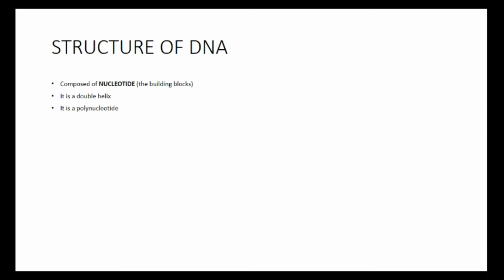The structure of DNA. DNA is composed of nucleotides, which are the smaller building blocks of any nucleic acid. But today I'm going to talk about the nucleotide of DNA, not of RNA. The DNA that I'm talking about is also a double helix molecule. I'm going to discuss that in more detail, and it is a polynucleotide.